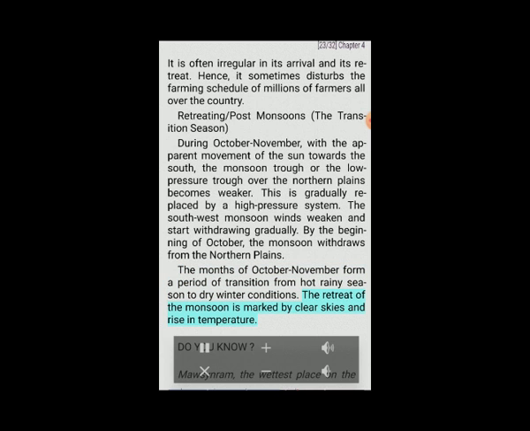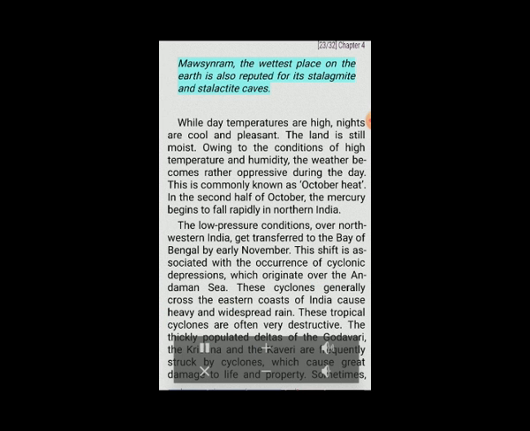The retreat of the monsoon is marked by clear skies and rise in temperature. Do you know? Mawsynram, the wettest place on the earth, is also reputed for its stalagmite and stalactite caves. While day temperatures are high, nights are cool and pleasant. The land is still moist. Owing to the conditions of high temperature and humidity, the weather becomes rather oppressive during the day. This is commonly known as October heat.